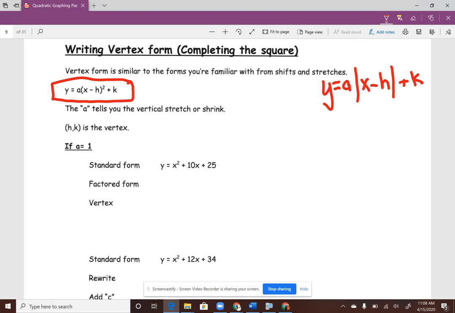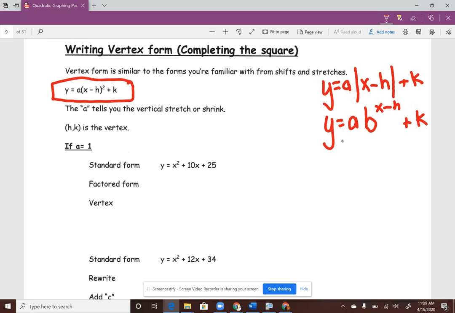Very similar. They both have the a, which is like your scale factor or your dilation factor. They both have an h, which is the x value of the vertex. And they both have a k, which is the y value of the vertex. So they're very similar. Also very similar to the exponential one. And again, they all mean the same thing.